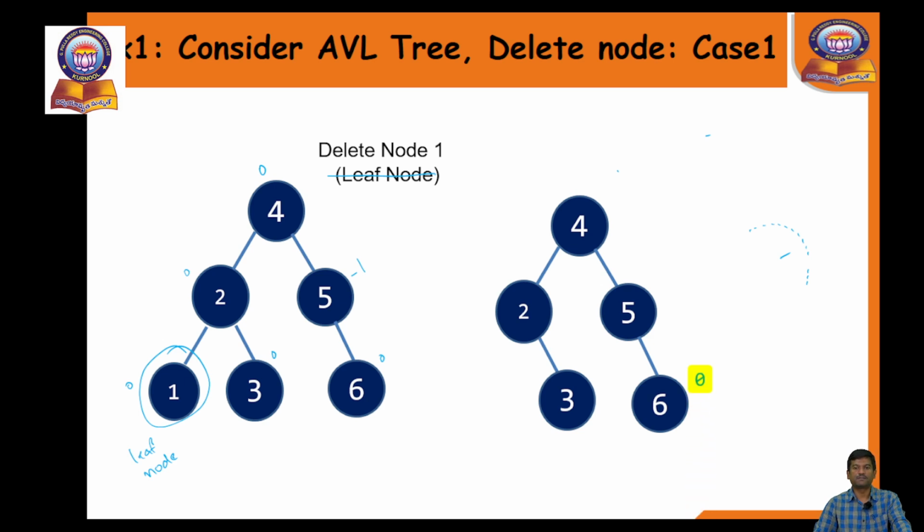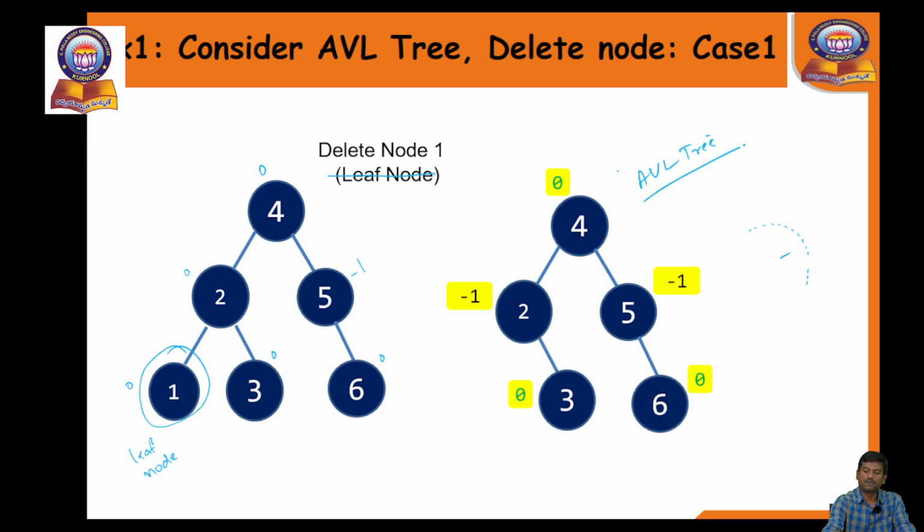That is, balance factor of 6 is 0, balance factor of 3 equal to 0, balance factor of 5 equal to 0 minus 1, that will be equal to minus 1, balance factor of 2 equal to 0 minus 1, that will be equal to minus 1, and the balance factor of the node 4 equal to 2 minus 2, that will be equal to 0. So that is how we can say this is an AVL tree.